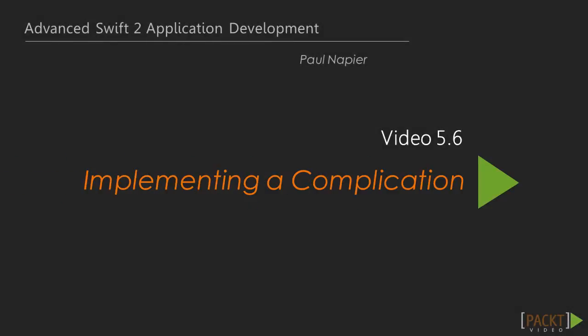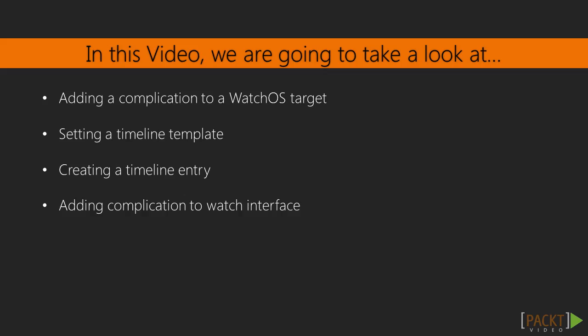We're now going to have a look at how we can add a complication into our project. So we'll start by adding this to our target. And then we'll look at how we can create a timeline template to make use of in our delegate methods. And then we'll create a timeline entry that we can display on our complication. And finally, we'll look at how we can add this complication to our watch interface on one of the screens.